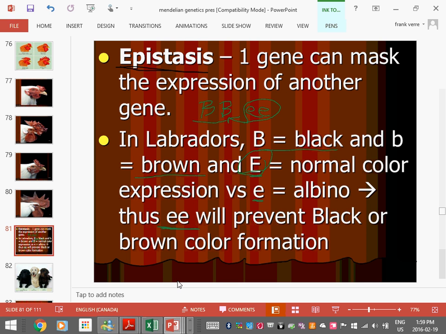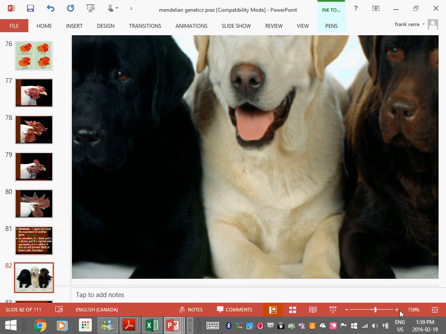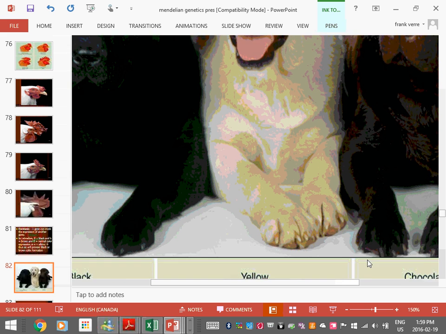we call it epistasis. So, let me show you an example with Labrador retrievers. I love retrievers. So, this is 3 different labs. These are the codes.